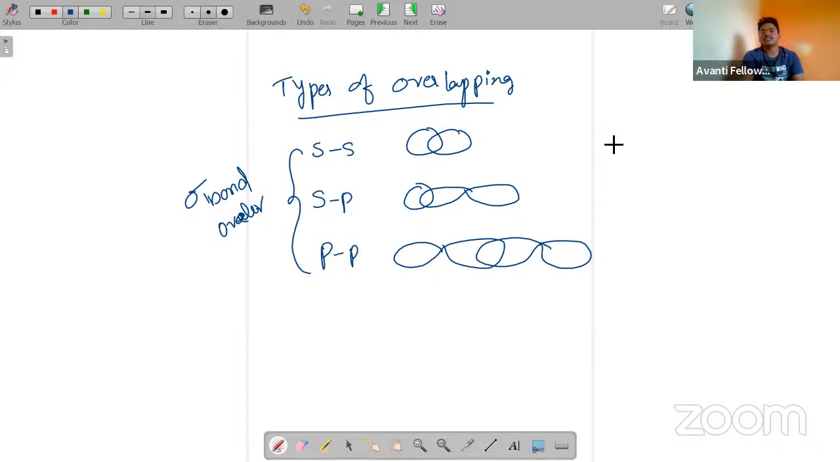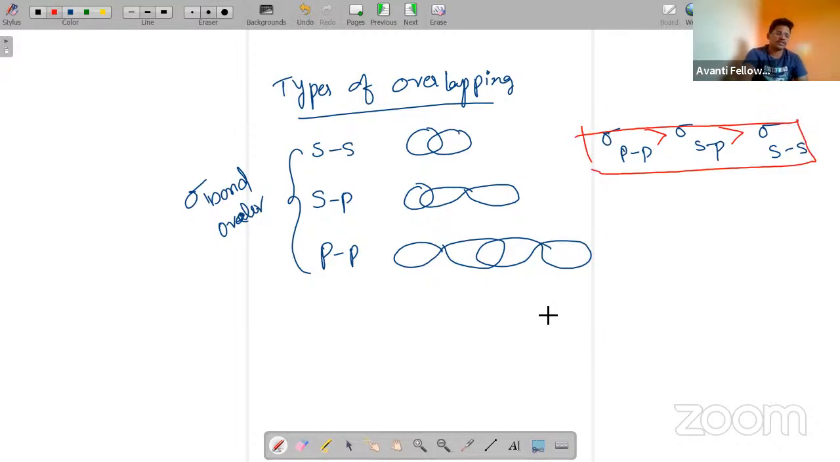Now, if anybody asks, among the sigma bond between PP, the sigma bond between SP, and the sigma bond between SS, which is a stronger bond? These are the three different types of bond formation. If anyone asks, the overlapping of PP is greater than the overlapping of SP and SS. Very important. Why? Due to area of overlapping.